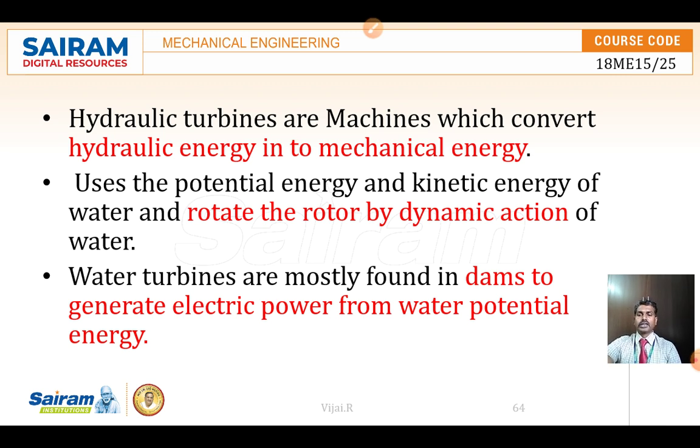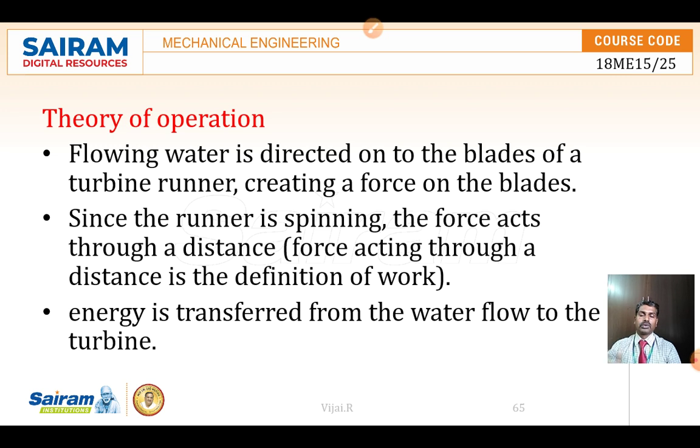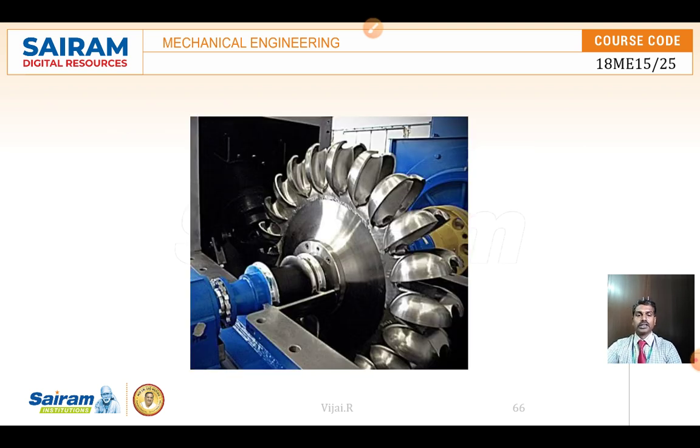All right. So here we are going to see how the turbines are classified and the principle of operation. The flowing water is directed from the dams through the pipes, so we direct the water to hit the blades of the turbine runner. It creates rotation by getting force from the water. The runner spins and the force acts through a distance, so the energy is transferred from the water flow to the rotation of the turbine. This is how the turbine blades are rotated.